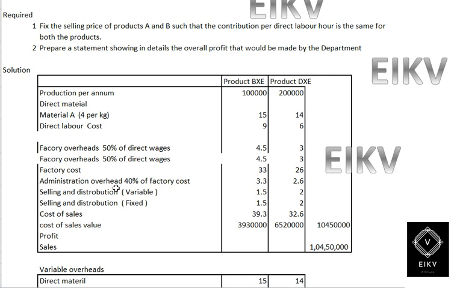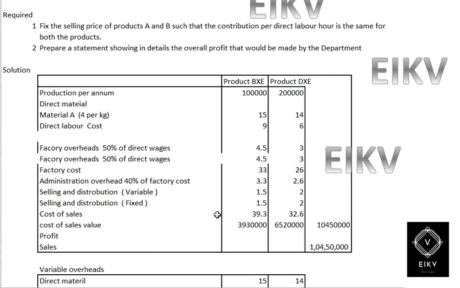And then 10% of factory cost shall be administration overhead, that is 3.3 and 2.6. We have selling and distribution overhead. 50% is variable and 50% is fixed. So the variable portion will be 1.5 and 2, and the fixed part of selling and distribution cost will also be 1.5 and 2. Therefore we will get a cost of sales of 39.3 and 32.6.